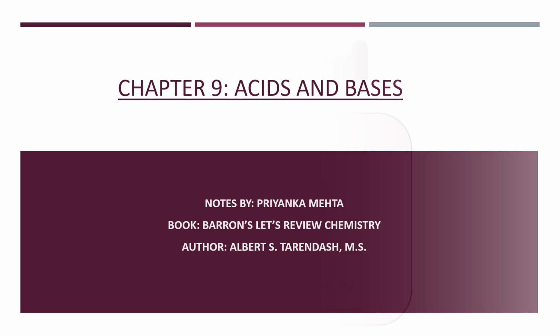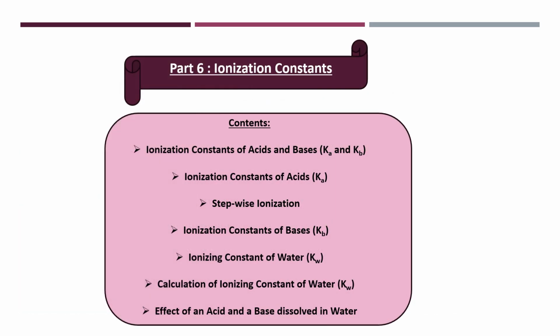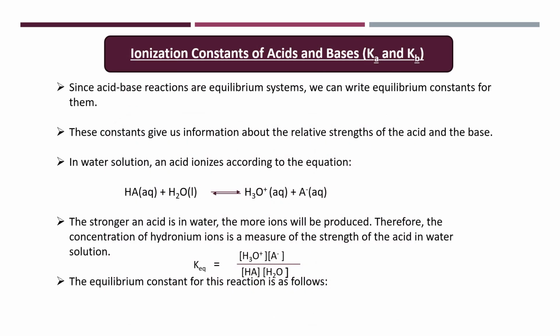Let's start. In part 6 we will learn about ionization constants. Ionization constants of acids and bases, Ka and Kb. Since acid-base reactions are equilibrium systems, we can write equilibrium constants for them. These constants give us information about the relative strengths of the acid and the base.